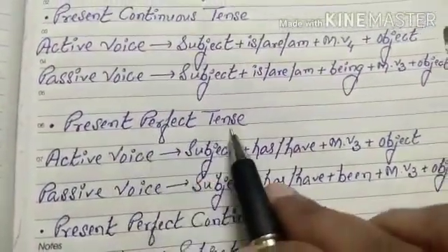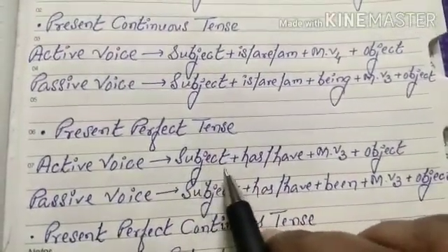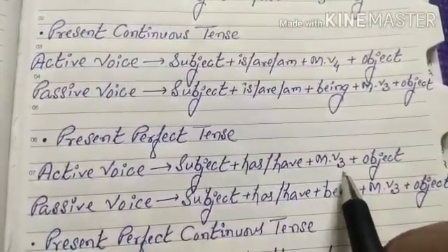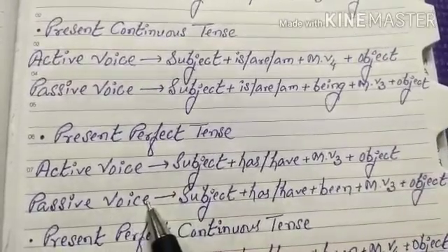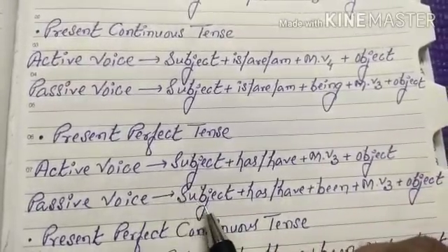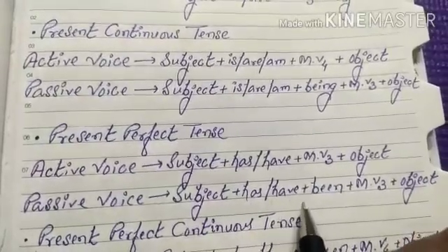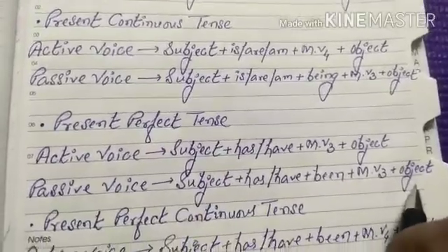If we move on further, in present perfect tense, the structure in active voice is subject plus has or have plus main verb in V3 plus object. In passive voice, the structure of present perfect tense is subject plus has or have plus been plus main verb in V3 plus object.